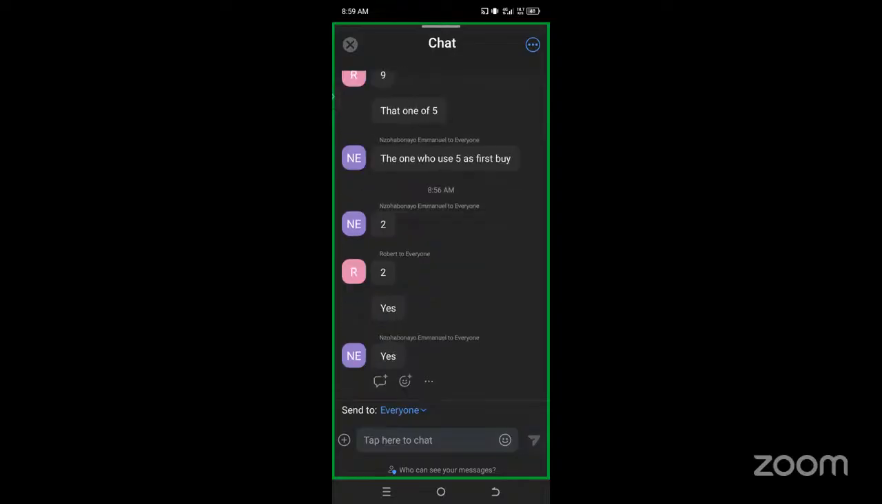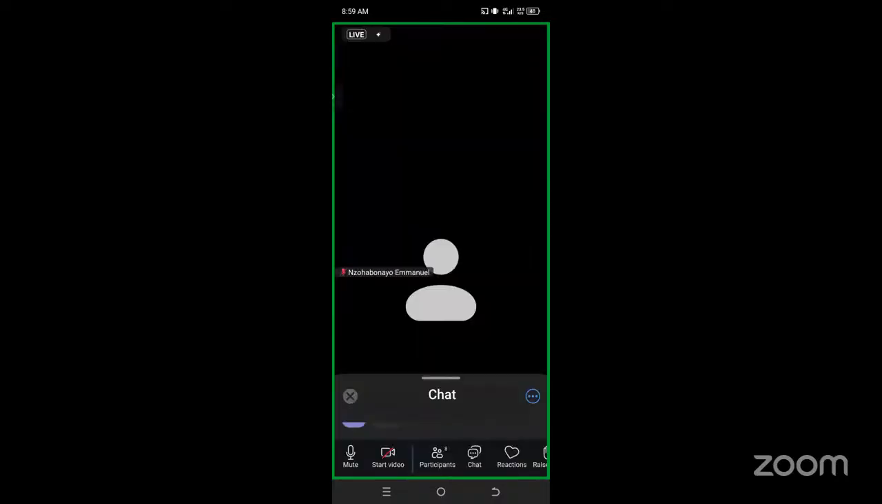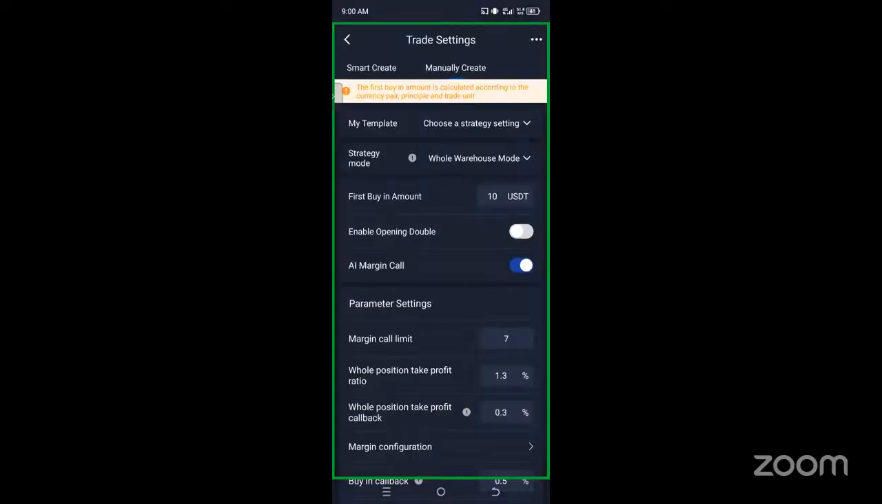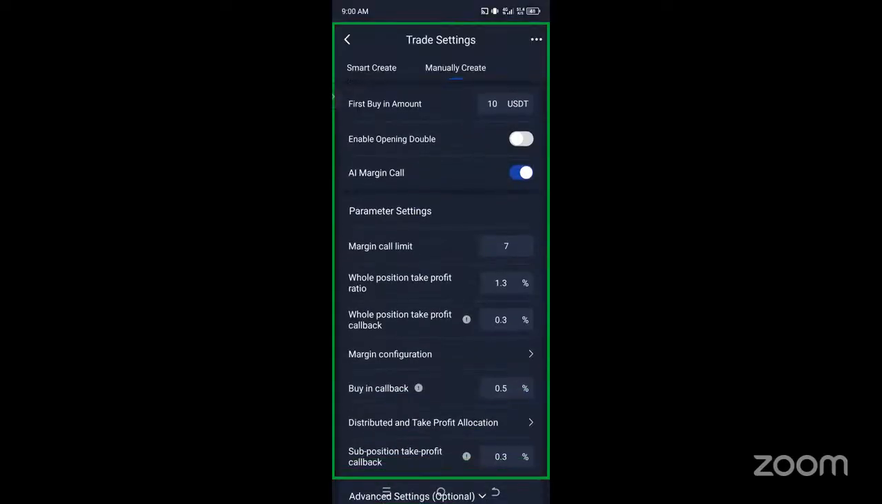If you have understood it, type yes before I go to the next. Yes. Thank you so much. I can see students have understood. Now, I'm going to the next.